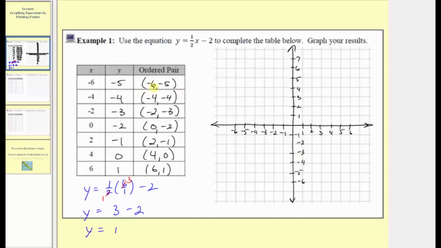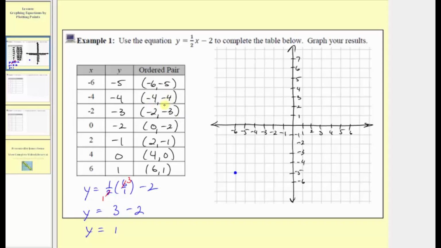The first ordered pair is -6, comma, -5. So because the input is -6, we'll move to -6 on the horizontal axis. And then because the output is -5, we'll move down 5 units to here, where the output is -5. So the input is -6, and the output is -5, and that's why this is the point with the ordered pair -6, comma, -5. The next ordered pair is -4, comma, -4.